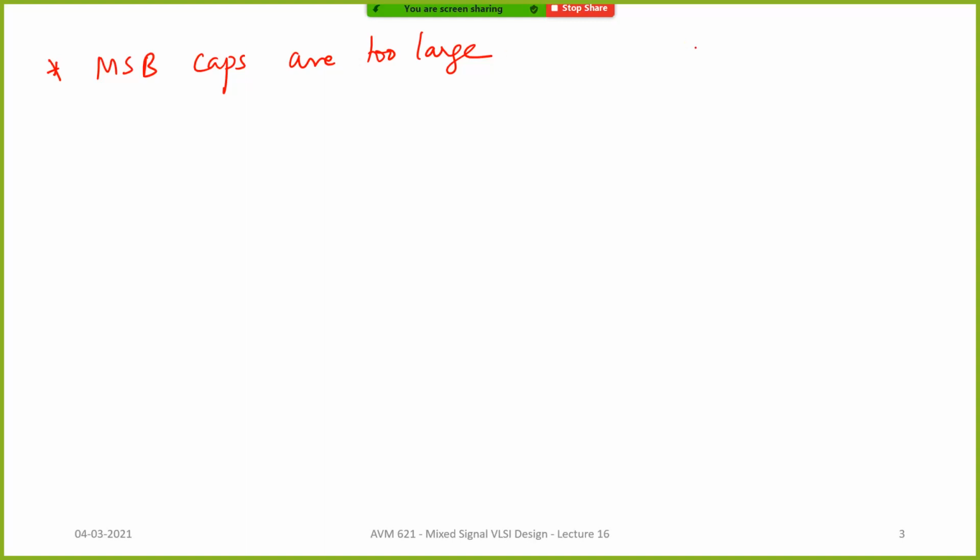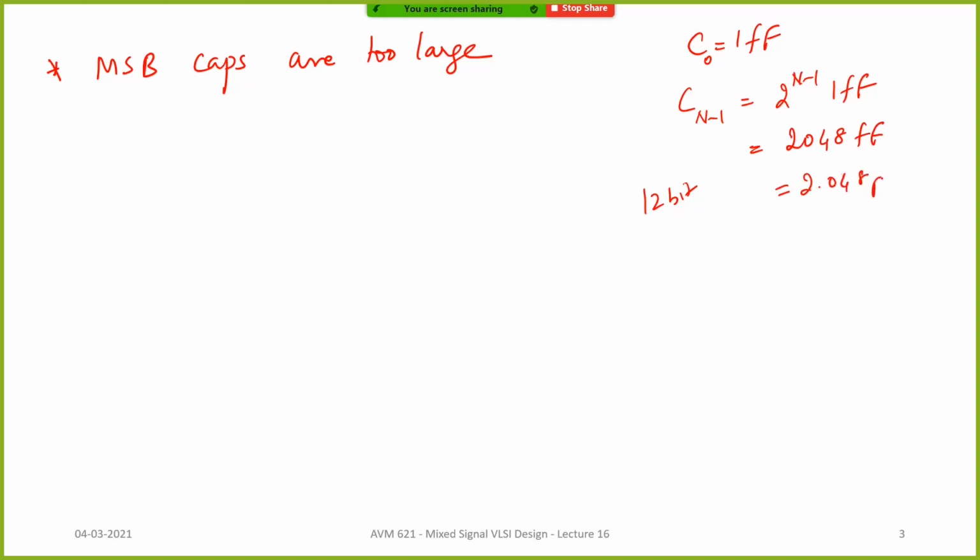Let's say the unit capacitance is 1 femtofarad. Then the C n minus 1 bit, let's say C0 is this one, what will this be? 2 to the power of n minus 1 into 1 femtofarad. So for a 12 bit DAC, this will be 2 to the power of 11 into 1 femtofarad, which is 2048 femtofarads, which is 2.048 picofarad, which is okay. This is manageable, right? But do you think there will be a problem?